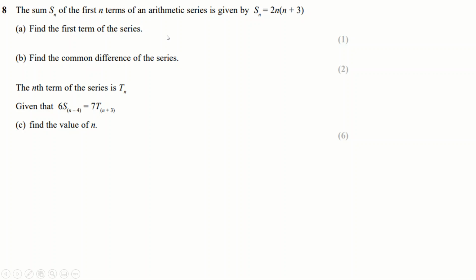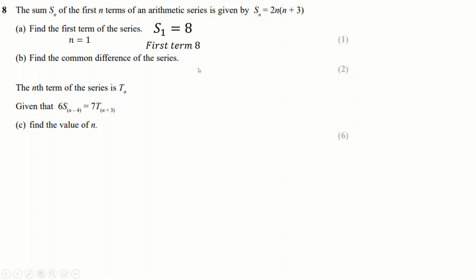So find the first term of the sequence. Well, if you just add together all the terms that are just the first term, you'll just get the first term. So S of 1, which is 2 times 4, is just equal to the first term, because the sum of just the first term is going to be the first term, right? So yeah, the first term is just going to be 8.